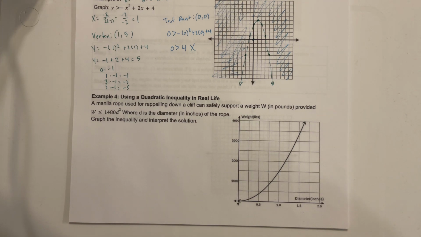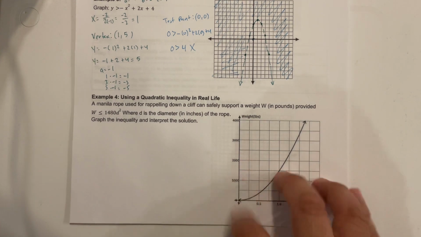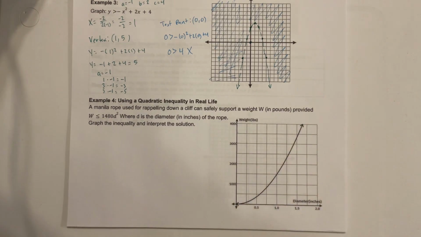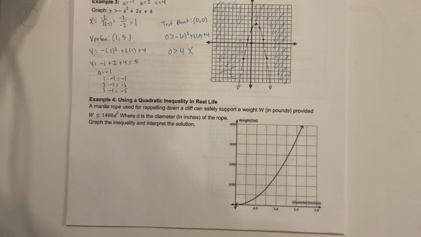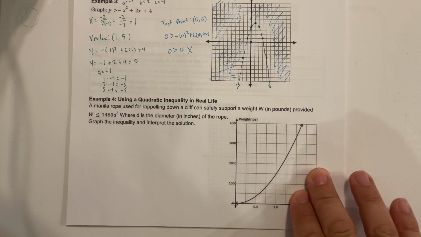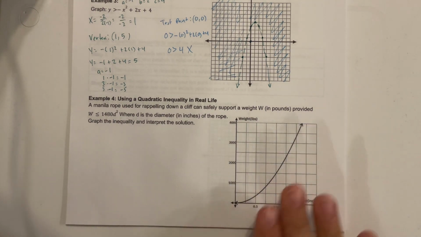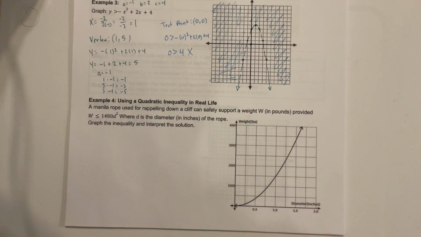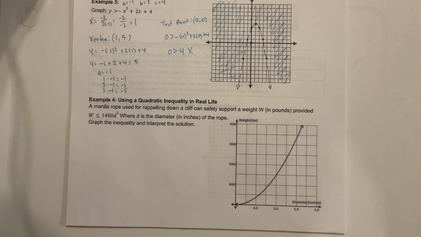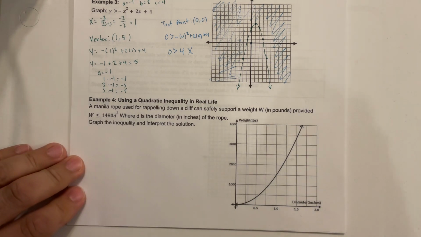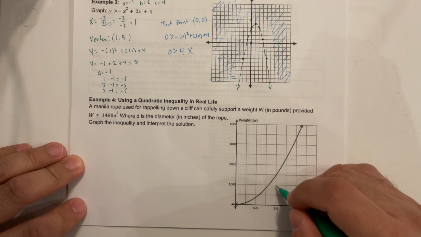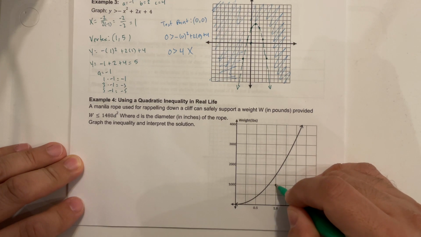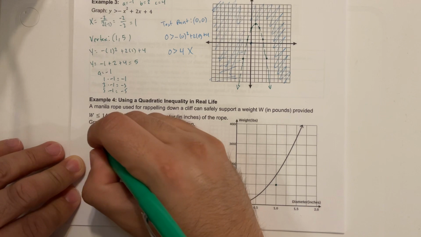Okay, so right now we have a graph already made for us that represents this equation. Now what we're going to do is find a test point, and we're going to test it to see where we shade. Do we shade outside of the parabola or inside of the parabola? Now you'll notice it's only in quadrant 1 because this is a real life application, which is in the first quadrant because they're both positive. So let's go ahead and pick a test point. When I look here, an easy one looks like 1, 1,000. So I'm going to use that as my test point to see where I shade.